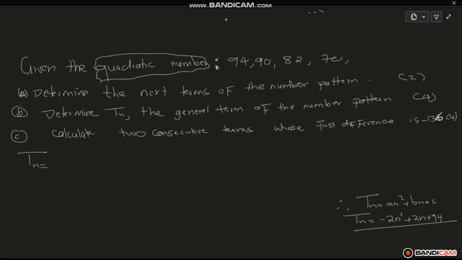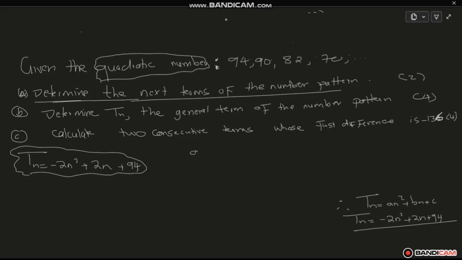Okay, we have Tn as negative 2n squared plus 2n plus 94. They want us to find the next two terms of the number pattern. But even if you don't use this, we can use another way and calculate those two terms, because this question is for B. Therefore, we can use whatever we are given as our pattern, 82, then 70. As we can see, let's check. Here we have negative 4, negative 8, and here we have negative 12.